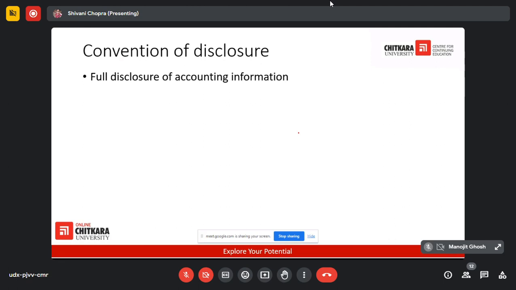Convention of disclosure. What does it mean? It means there should be full disclosure of accounting information. Convention of materiality. All material information must be disclosed. Now, what is material is relative. It varies from situation to situation and business to business. Now, how do we define material information? Material information is any information that has the capacity to change the decision of the investor.